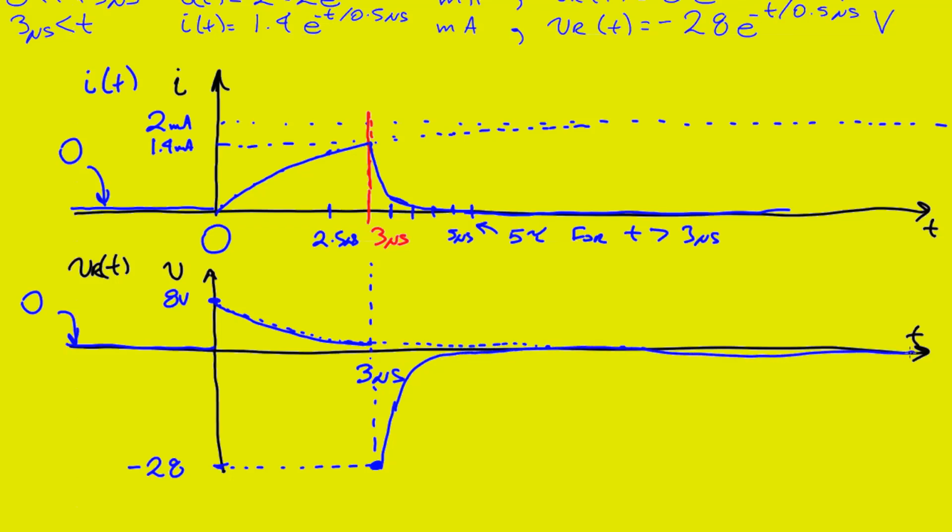That completes our analysis. You can see that the current through the inductor is continuous, starting at 0, then rising slowly up, trying to get to 2 milliamps, but before it gets there, the circuit changes and it decays away back down to 0. On the other hand, the voltage across the resistor starts at 0, jumps up to 8 volts, it's discontinuous there, then it decays away towards 0, but before it gets there, the circuit changes, it drops down to minus 28, and then it decays away back to 0 again. And that completes the analysis of our circuit.